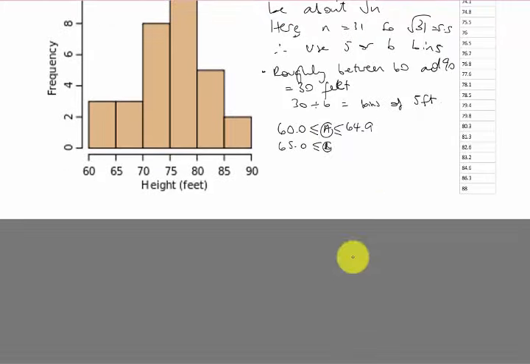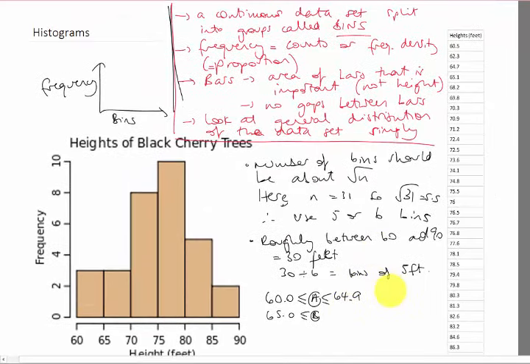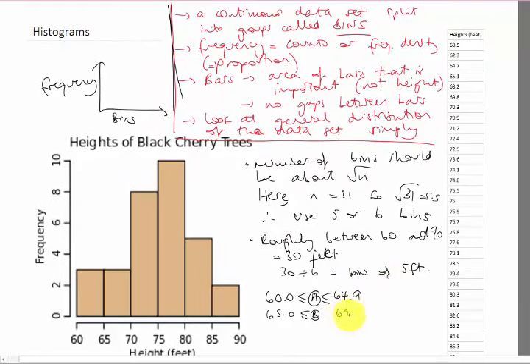And then, excuse me, 69.9. Okay, so let's divide these up now. Anything between 60 and 64.9, so that's all these guys, that's a count of 3. So our first bar goes up to 3. And the second bin, anything between 65.0 and 69.9, so that's 1, 2, 3 again.